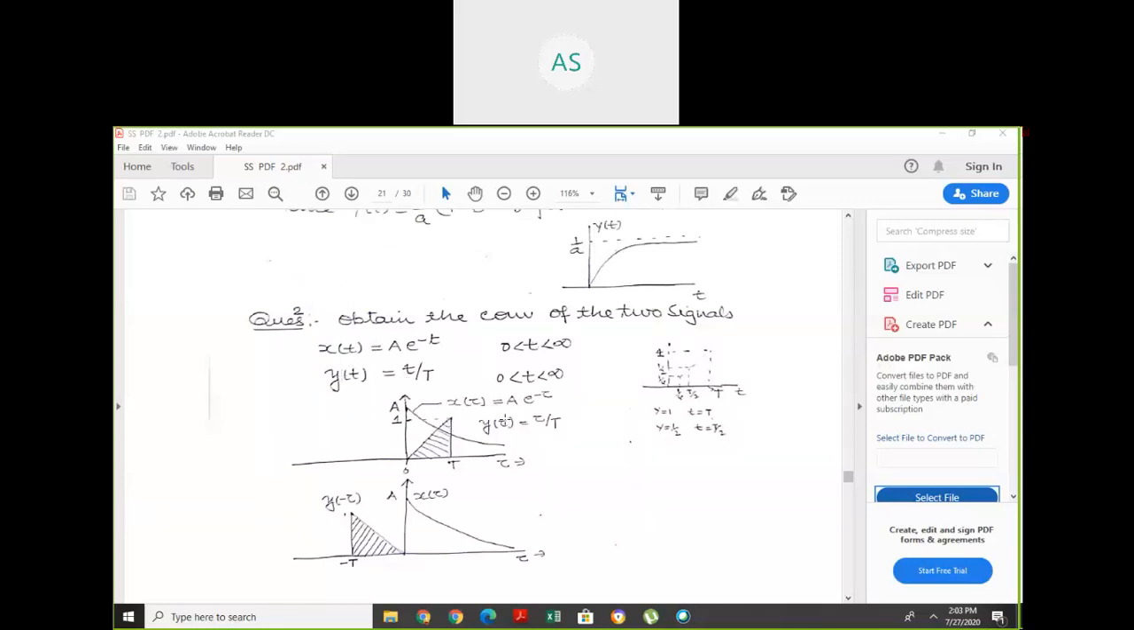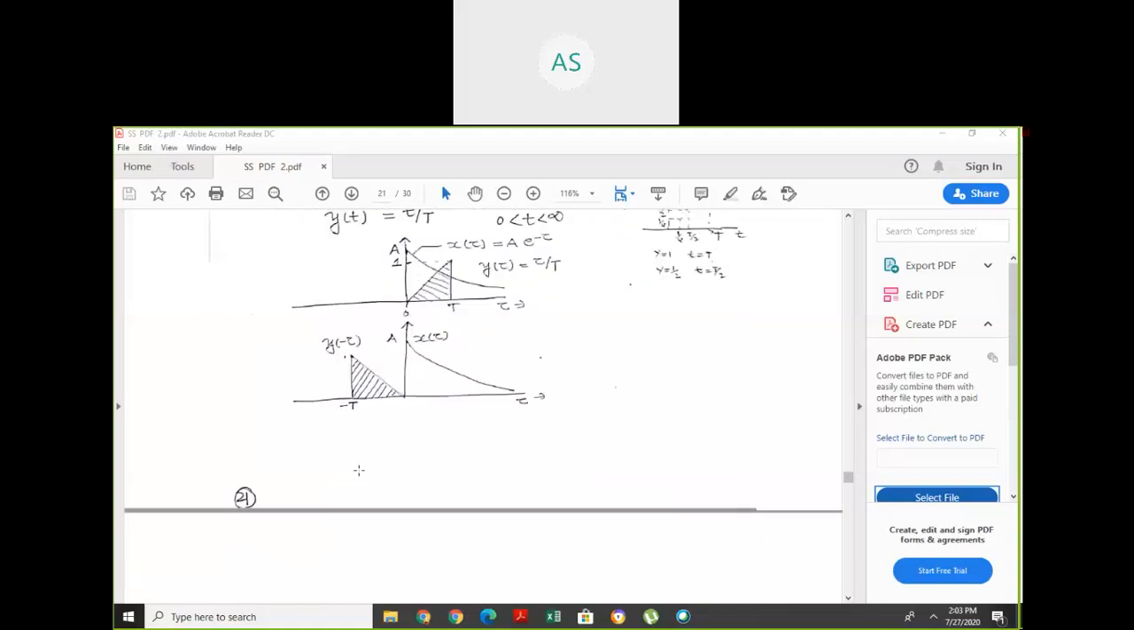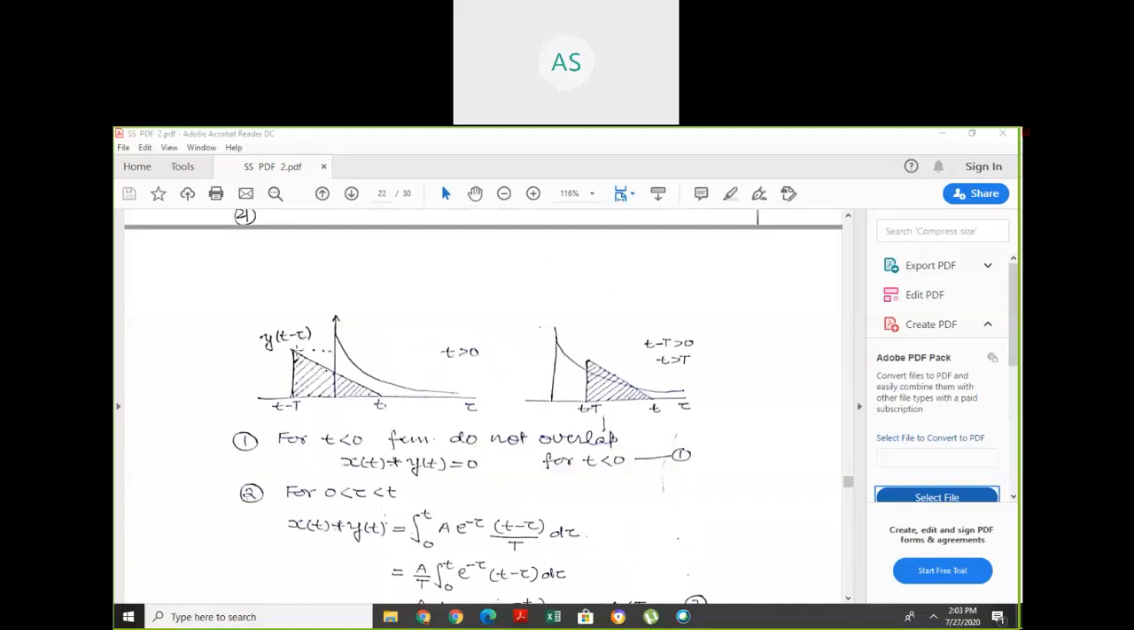First step, replace t by tau. So x(tau) is equal to a e^(-tau) and y(tau) is tau divided by capital T. Then take the mirror image of y(tau), we get y(-tau). And then we shift this signal towards the left side to get y(t minus tau). So this signal is y(t minus tau), and this is x(tau).